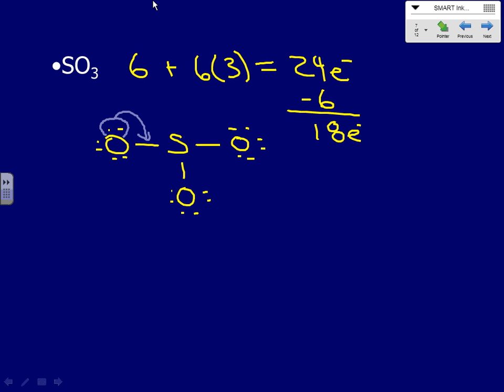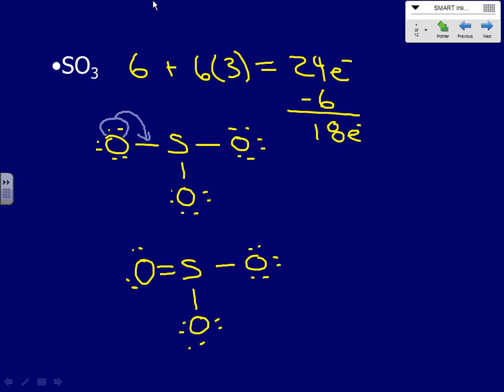So now I'm going to rewrite the structure with my new orientation in the pairs that we've changed. So here's the sulfur. It now has a double bond with this oxygen because it shifted a pair. Now there's only 2 lone pairs because one of the pairs became a double bond. And the other oxygens remain unchanged, and they have 8 electrons around them.